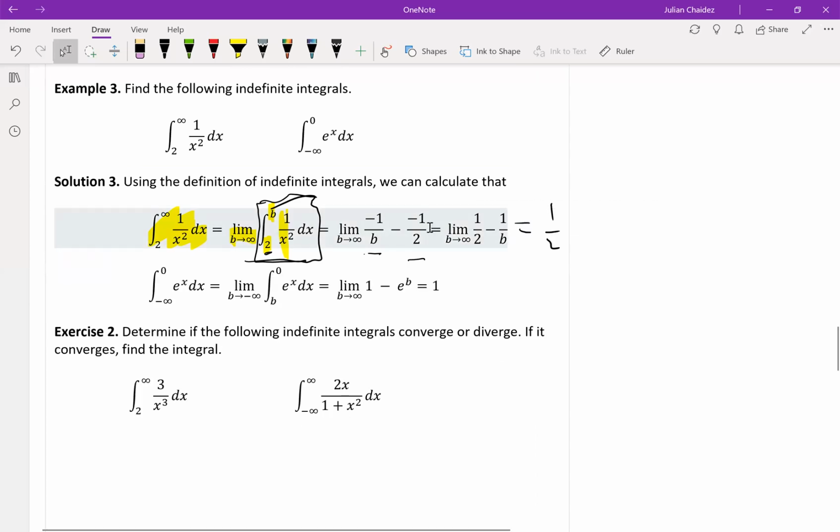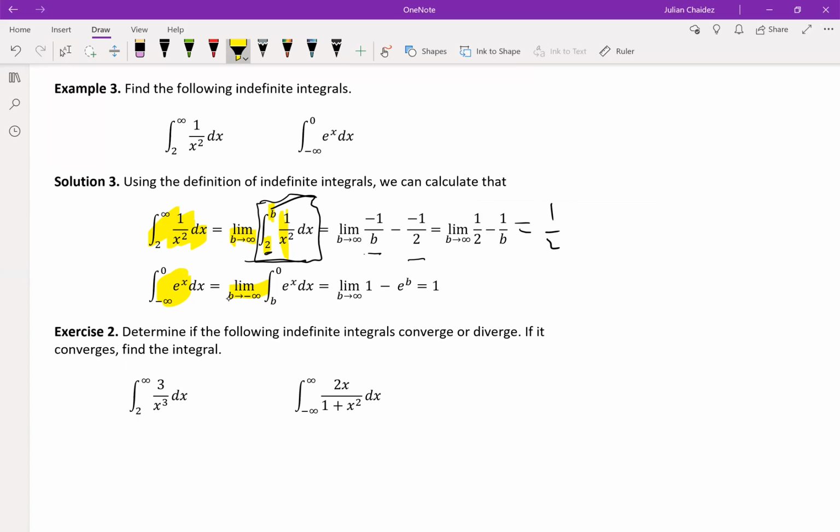Anyway, the point is this improper integral is 1/2. All I did there was plug in the definitions and evaluate the right limit. So the next thing, let's say now I'm doing the next part of the example. Suppose I wanted to evaluate the integral from negative infinity to 0 of e to the x. Then by definition, that's just the limit as b goes to negative infinity of the integral from b to 0 of e to the x.